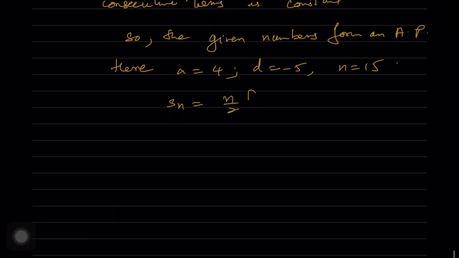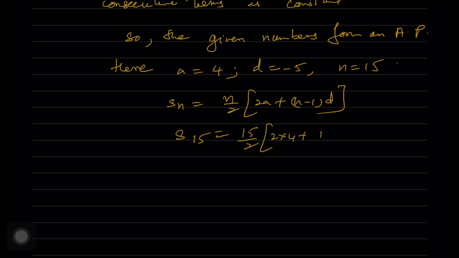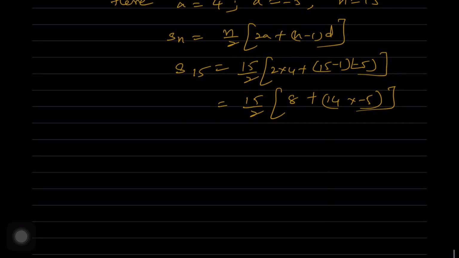So we have that Sn is equal to n by 2 into 2a plus n minus 1 into d. Therefore S15, since we have to find 15 terms and n is 15 here, is equal to 15 by 2 into 2 times 4, that is 8, plus 15 minus 1 into -5, which is equal to 15 by 2 into 8 plus 14 into -5, which is equal to 15 by 2 into 8 minus 70, which is equal to 15 by 2 into -62.